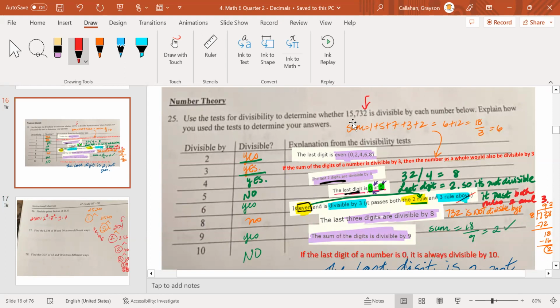Divisibility rule 5: the last digit has to be either 0 or 5. What's the last digit here? Is that 0 or 5? So it's not divisible. Number 6, is it even and is it divisible by 3?